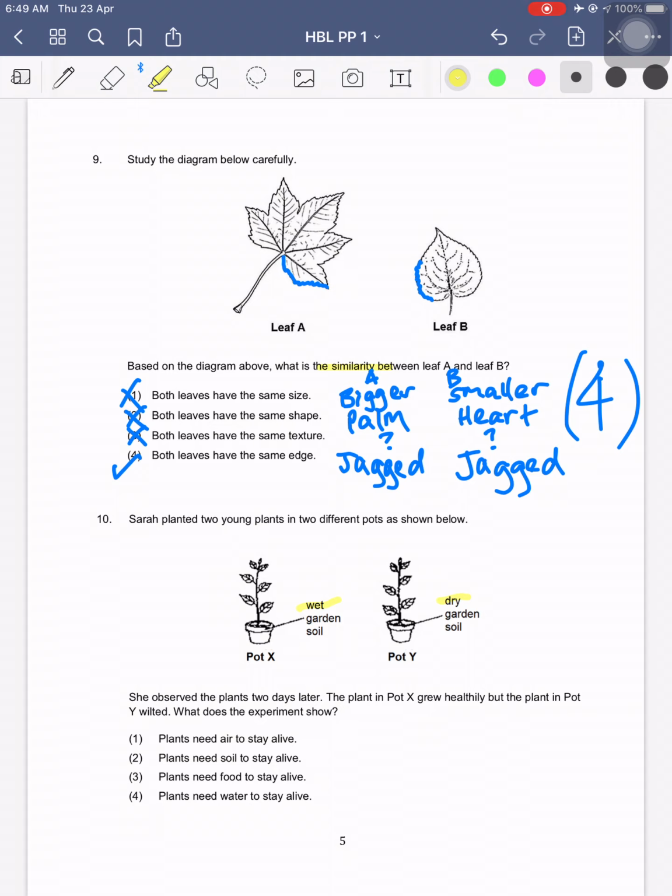So she observed the plants 2 days later. Now the plant in pot X grew healthily, but the plant in pot Y wilted. So what does the experiment show? Well, it shows that plants need water to survive. Because this is the only thing that is different between pot X and Y. The only thing that's different is the amount of water. Everything else will be the same.